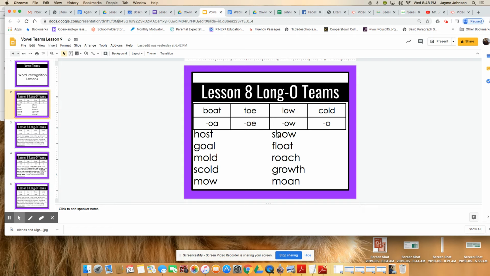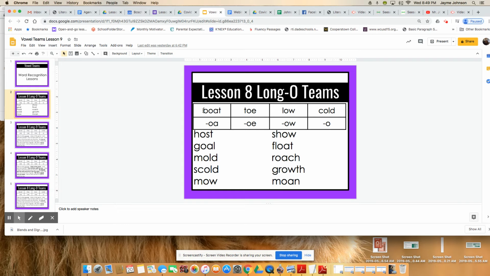Good job. Find your next word. Find your vowel team and go. I know this word is low, so this word is show. Find your next word. Find your vowel team. Go. I know this word is boat, so this word is float.